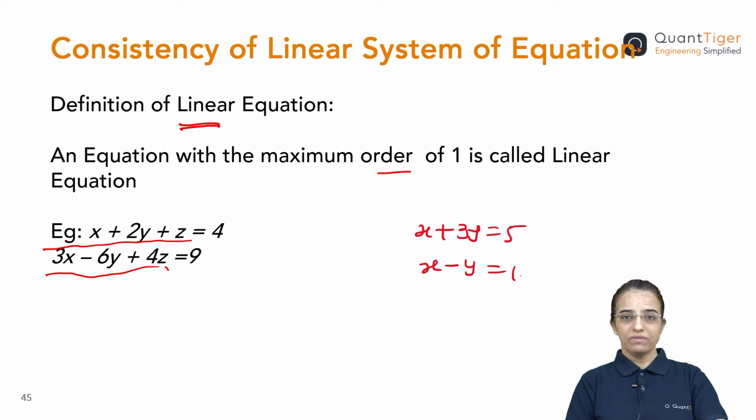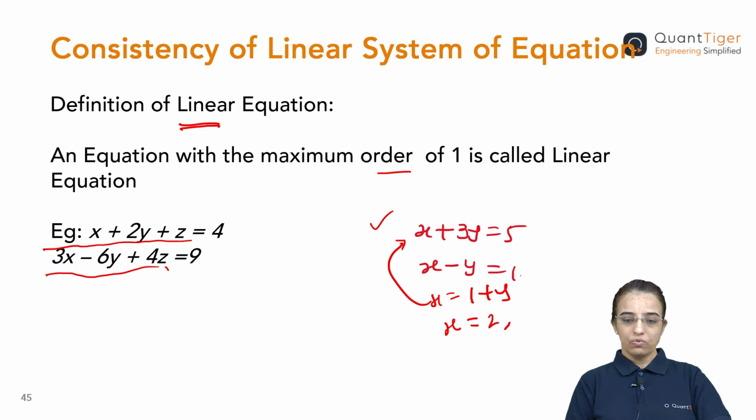Now consistency, what is meant by consistency? So here I have written two more equations. x plus 3y is equal to 5 and x minus y is equal to 1. If you try to solve these equations, then we will get some values of x and y. Like here, if I rearrange this equation, I will get x is equal to 1 plus y. If I substitute this value in this equation, definitely I will get some value. The whole equation will become in terms of y, and I will get some value of y.